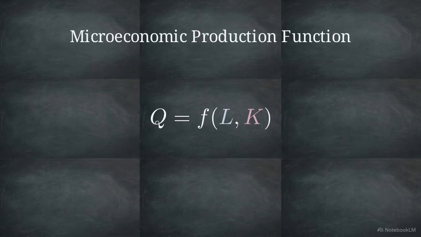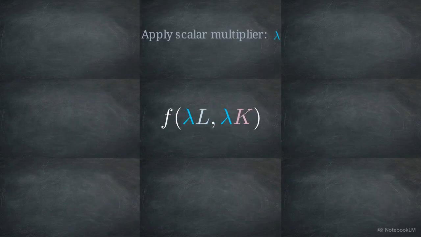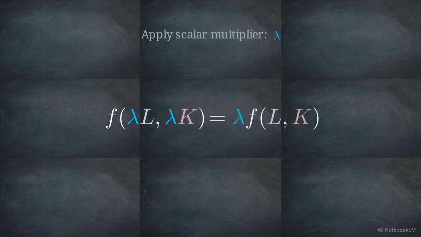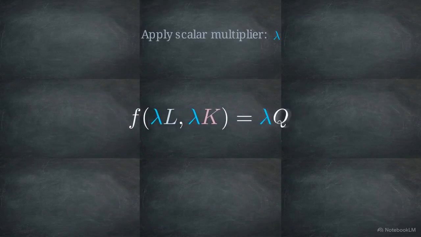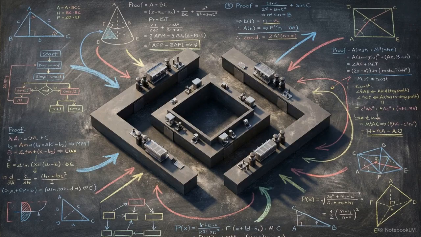We start with the standard microeconomic production function. Quantity of output, Q, is a function of our primary inputs, labor, L, and capital, K. If we apply our lambda scalar to multiply those inputs, we test for a condition called constant returns to scale. In the physical world, this is the cloning effect.